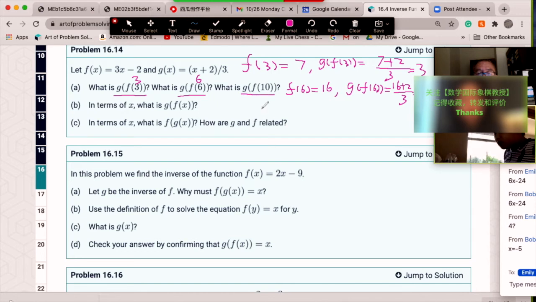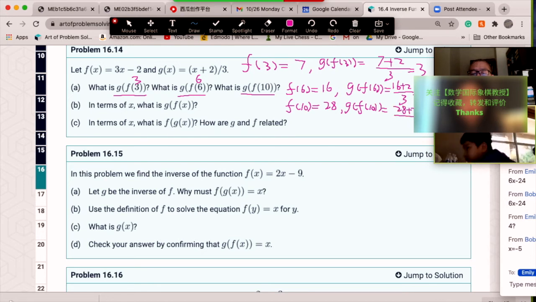So what is this? That means you need to calculate f(10). f(10) equals what? f(10) equals 3 times 10 minus 2 equals 28. Then you calculate g(f(10)). This one will equal 28 plus 2 divided by 3. So you got a 10. So the answer for this one is 10.